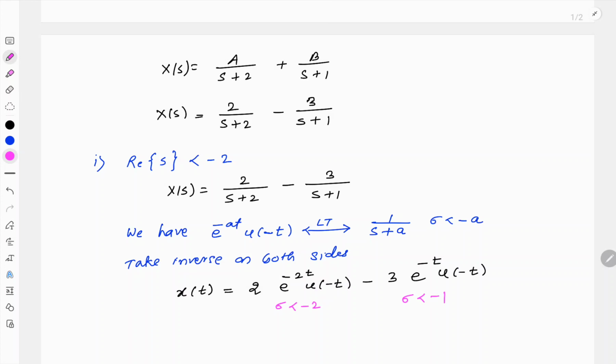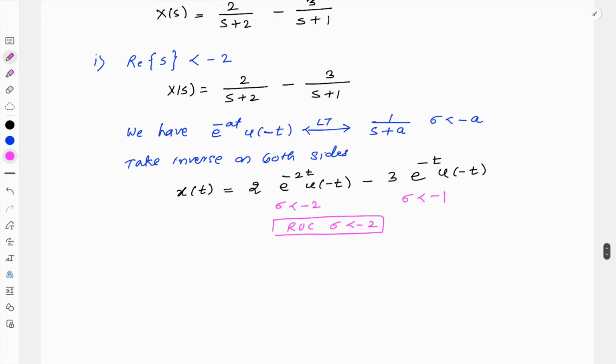So if you look at the common region between these two, sigma less than minus 2, sigma less than minus 1, the common region will be sigma less than minus 2, which is our required RoC. So we have obtained the inverse for the first condition.